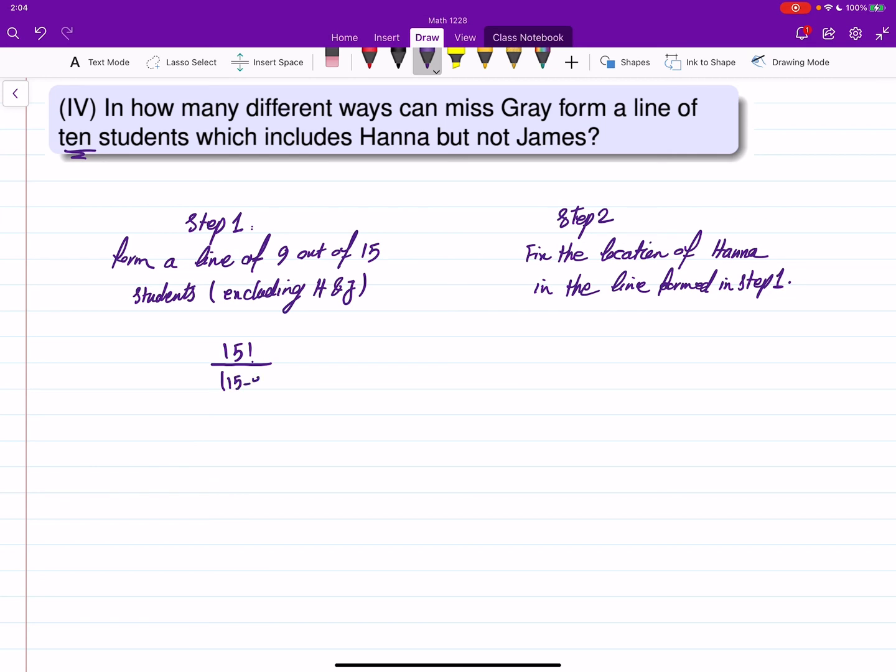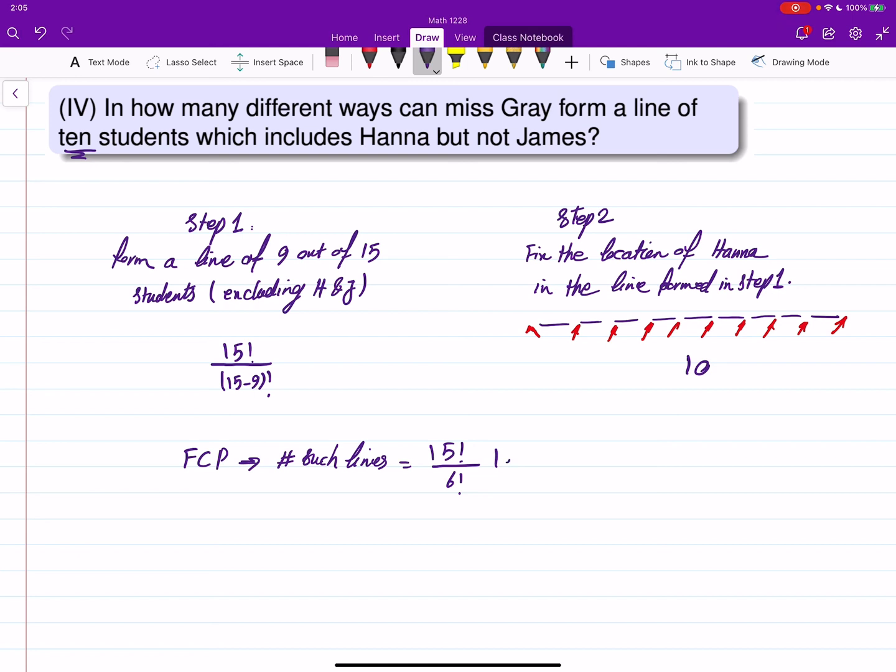This will be 15 factorial over 15 minus 9 factorial. In the second step, now we have 9 students in the line, 1, 2, 3, 4, 5, 6, 7, 8, 9. And now we want to bring in Hannah and insert her in the line. So Hannah can go there, there, there, either or, and that will go up to there. How many possibilities do we have for the place of Hannah? Well, there are 10 of them, not 10 factorial, only 10 spots where we can insert Hannah. So by the fundamental counting principle, the number of such lines is going to be 15 factorial over 15 minus 9, which is 6 factorial, times just the number 10.